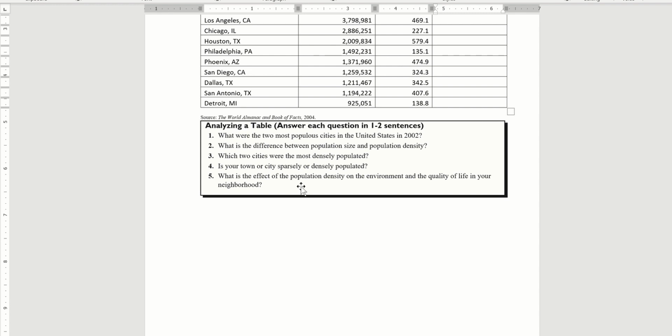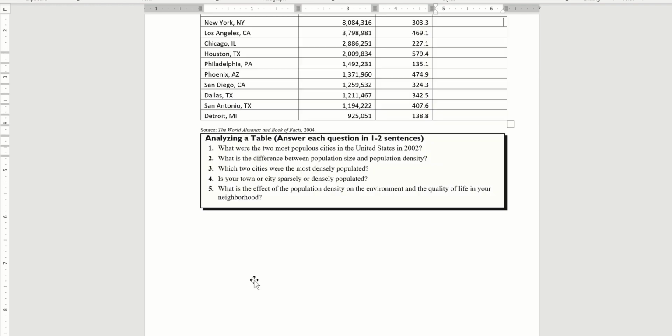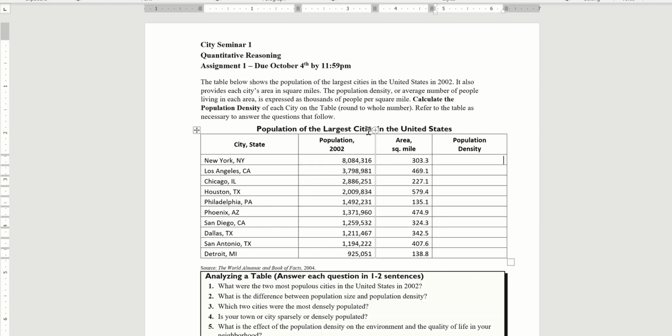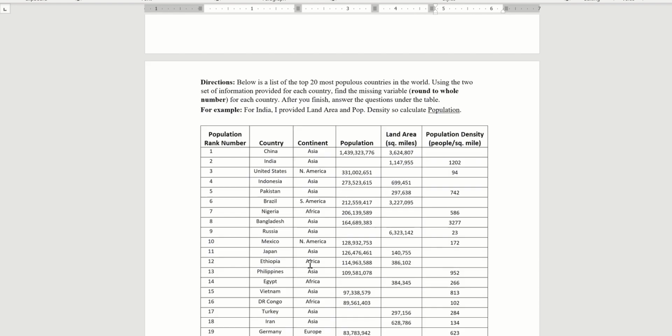What is the effect of population density on environment and quality of life in your neighborhood? What do you think, right? 1 or 2 sentences each. Next, and by the way, you don't have to for this assignment, you don't have to show me how you calculate it, right? I just want to see if you got the right answer, right? I'm more focused on the number itself and the questions, right? How you answer the questions.